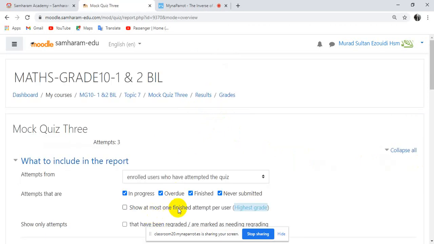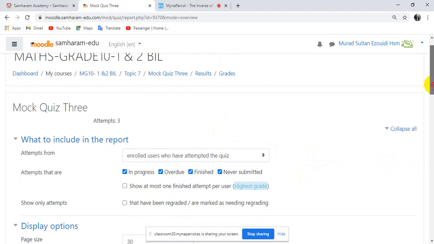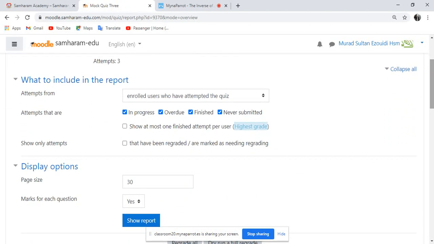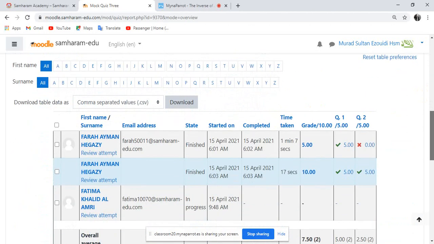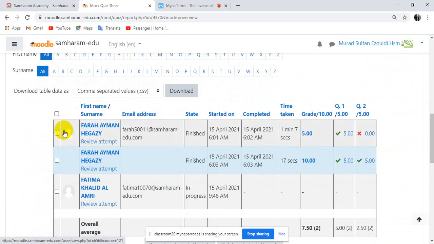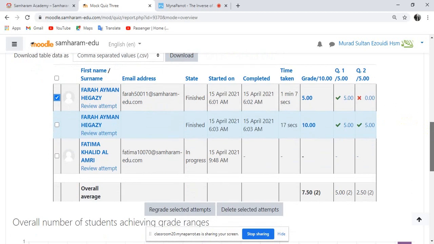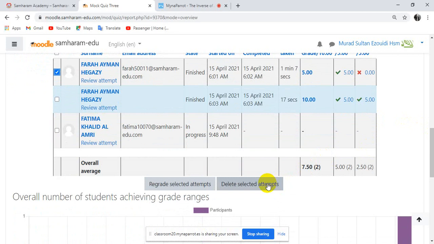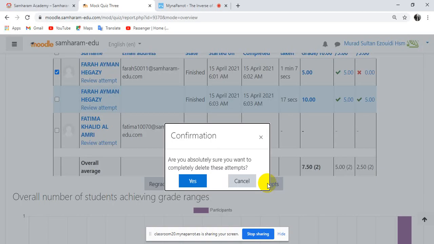I will check both of them. So here, show the most finished attempt, okay. That has been regraded, marked. So, display, I will check this one. Here we have Farah. In the first try, she got only 5 marks. In the second try, she got 10 marks. Clear? So I will grade this, but I will erase the first attempt. Okay? So, regrade, delete selected attempt. I will delete this one.